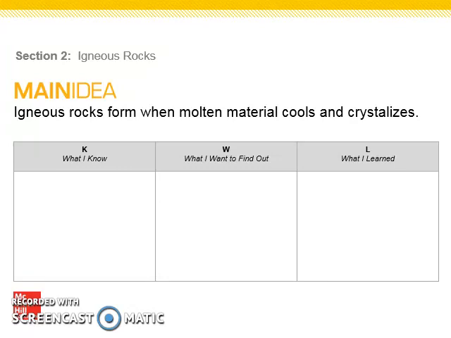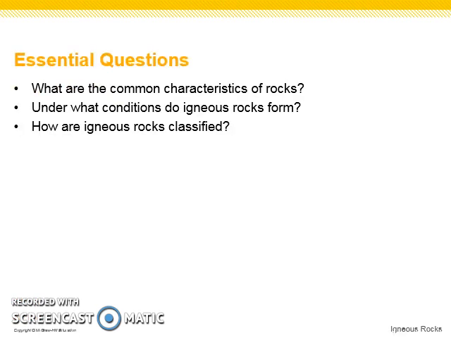We are in Physical Science 26.2. That's igneous rocks. And the main idea is igneous rocks form when molten material cools and crystallizes. The three essential questions are: what are the common characteristics of rocks? Under what conditions do igneous rocks form? And how are igneous rocks classified?